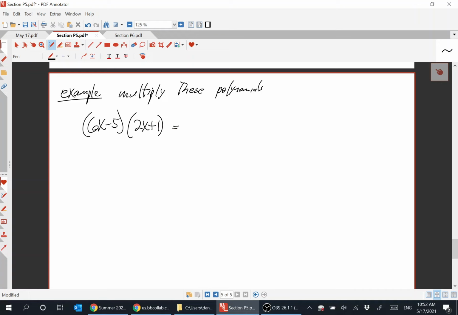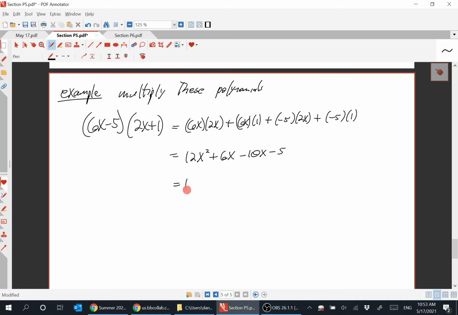So I'm going to multiply the 6x by the 2x. 6x by the 1. And minus 5 times 2x. And minus 5 times 1. Alright, so this becomes 12x squared plus 6x minus 10x minus 5. 12x squared minus 4x minus 5. Combining this term and this term.